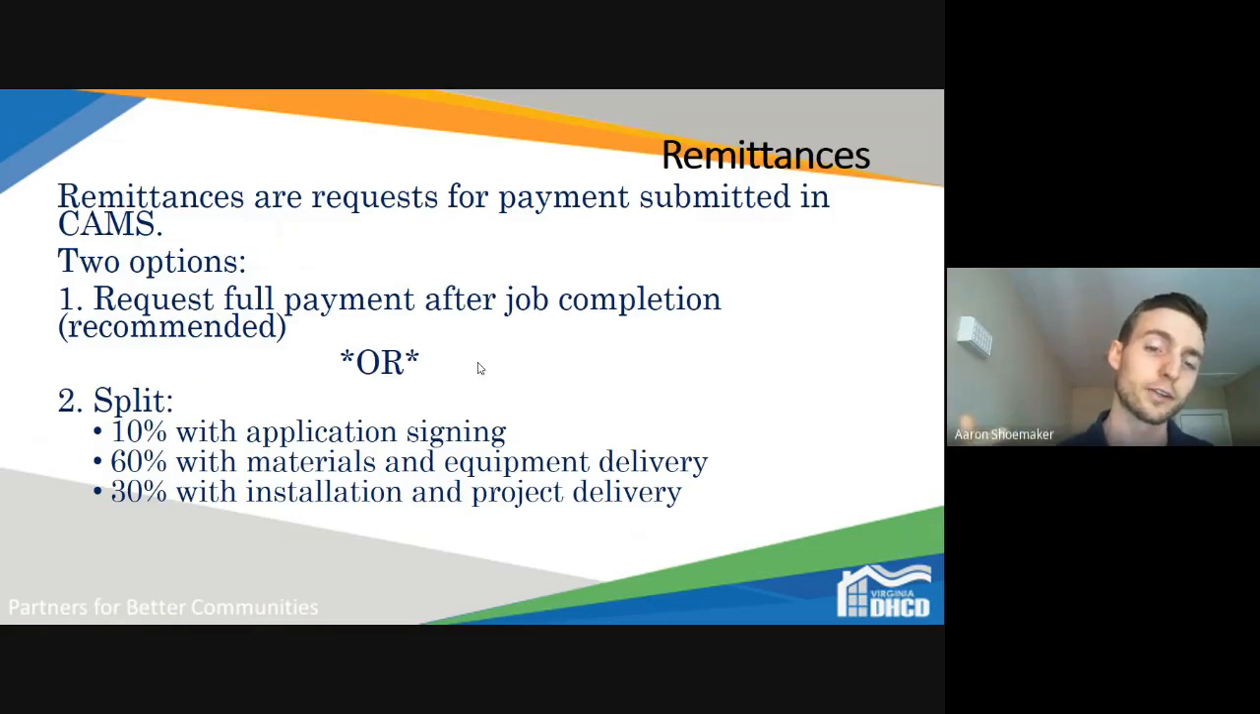So when you've done that initial report, you can get up to 10%. And then upon materials and equipment delivery, up to 60%. And then the remaining 30 or more percent, depending on the math, is when you've completed the project. So you could have 3 remittances per job, but again, that's extra paperwork, but we want to have that flexibility for those who need it.